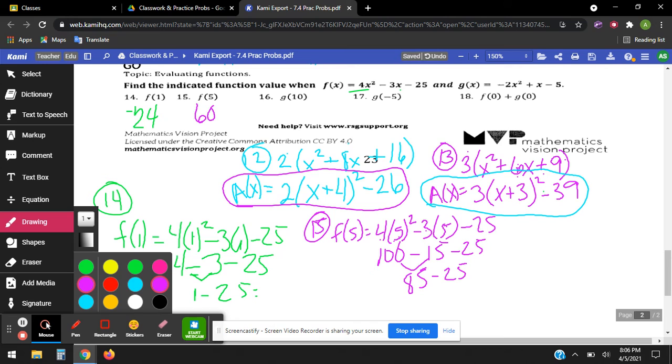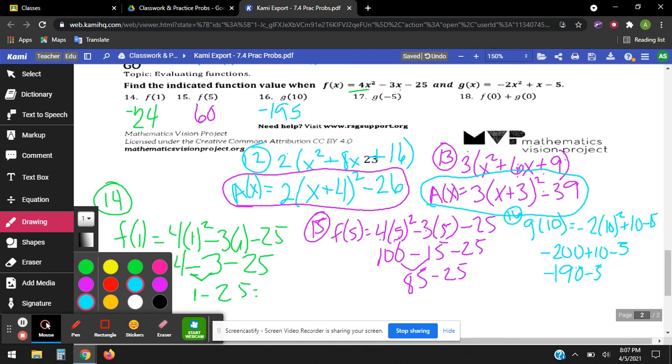All right. G of 10. I think I have room for it over here. Let's make room. G of 10, this is number 16, equals negative 2 times 10 squared plus 10 minus 5. Barely have room. So 10 squared is 100. Negative 2 times 100 is negative 200 plus 10 minus 5. Negative 200 plus 10 is negative 190 minus 5 is a negative 195.